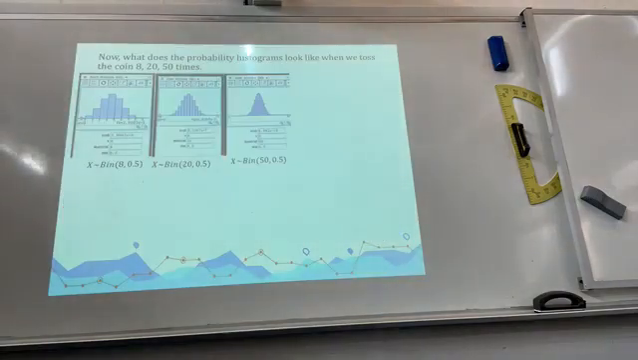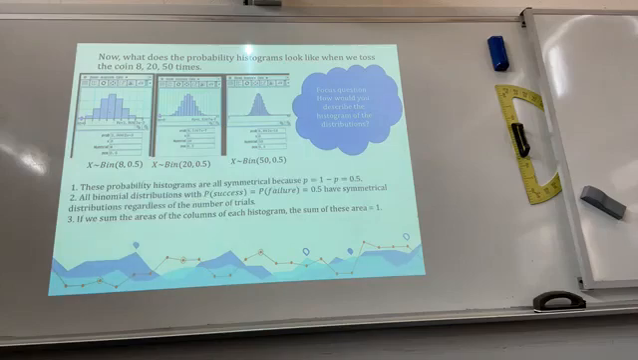This is what I've plotted. You can see that these are all binomial distributions, with trials of 8 times, 20 times, and 50 times. Now, how would you describe the histogram of this distribution? Symmetrical. The reason is because the probability of success P is equal to 1 minus P, 0.5. So it has a symmetrical distribution regardless of the number of trials. If we sum the areas of the columns of each histogram, the sum of this area equals 1. It equals 1, definitely.